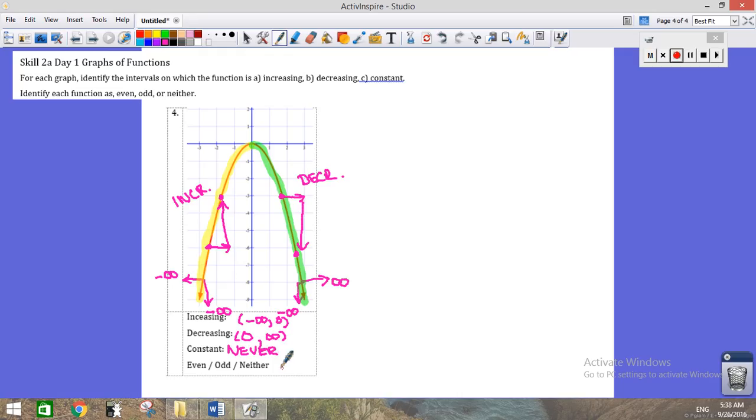And the graph, this function is an even function. Even functions have symmetry with respect to the y-axis. The left-hand side is a mirror image of the right-hand side. The axis of symmetry of this parabola is the y-axis.